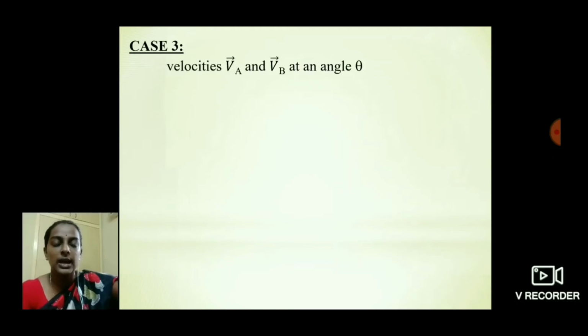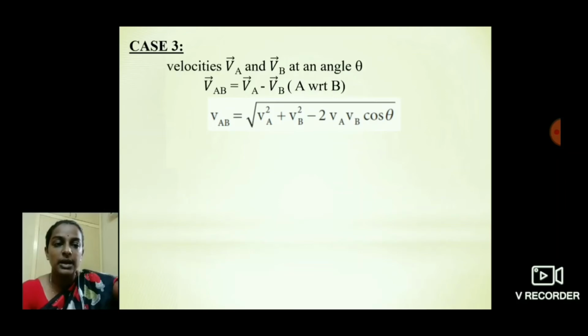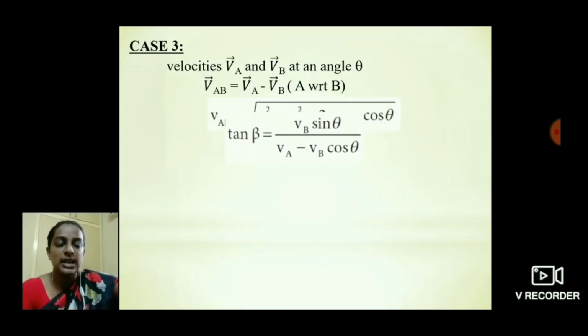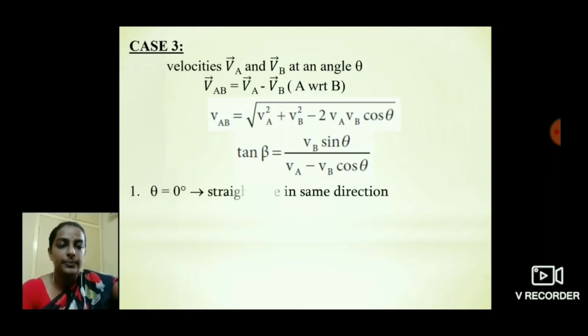Velocities. VA and VB are at an angle theta. So VAB is VA minus VB, and that is given by VAB equals root of VA square plus VB square minus 2 VA VB cos theta. Next, that is the magnitude, and when we take the angle direction, tan beta equals VB sin theta by VA minus VB cos theta.